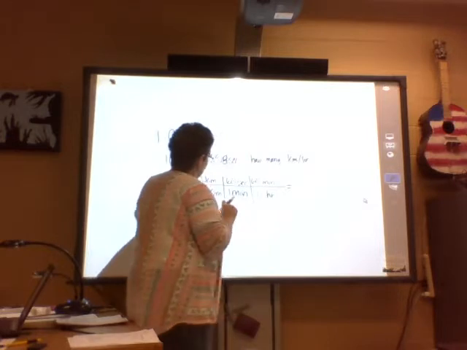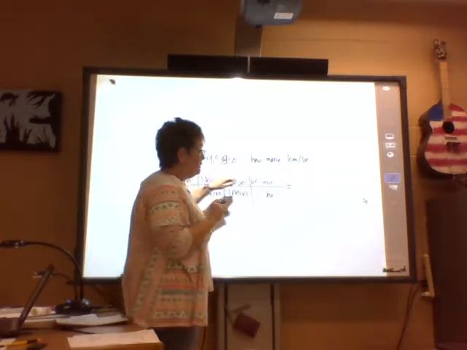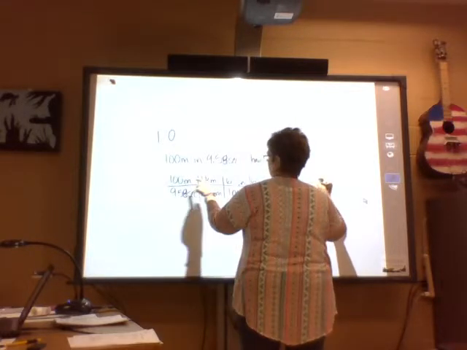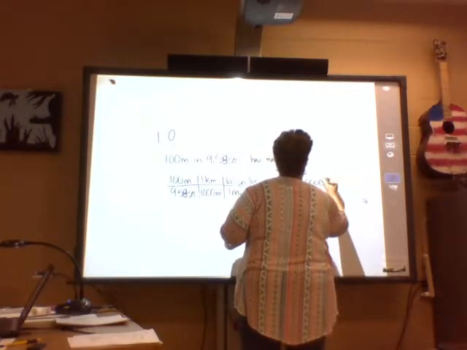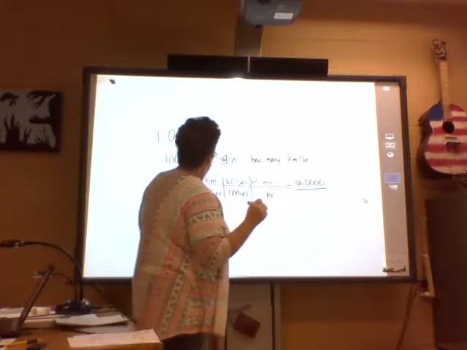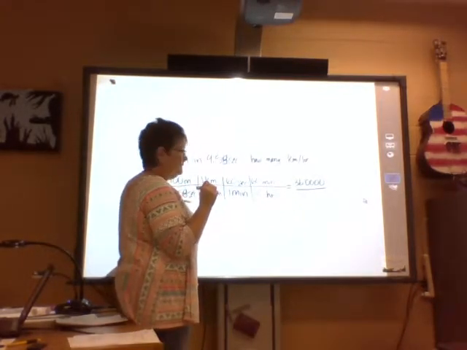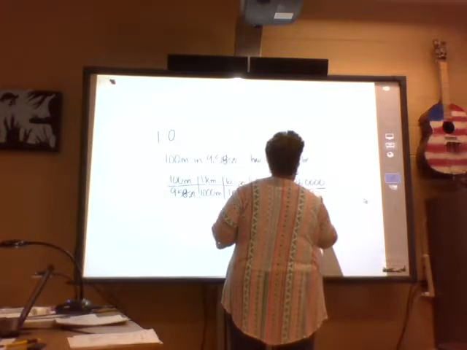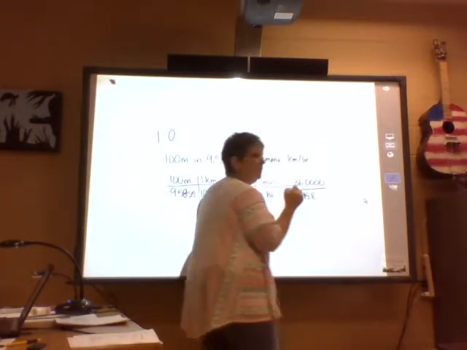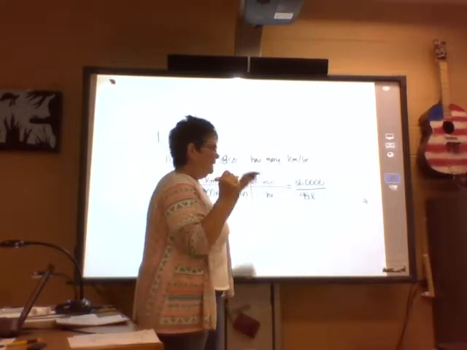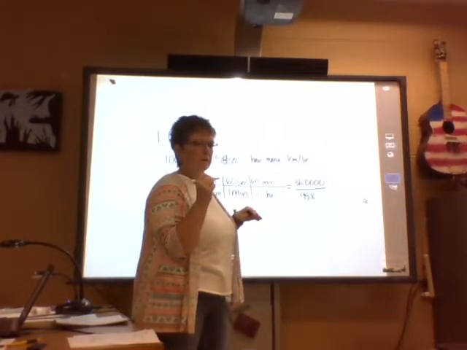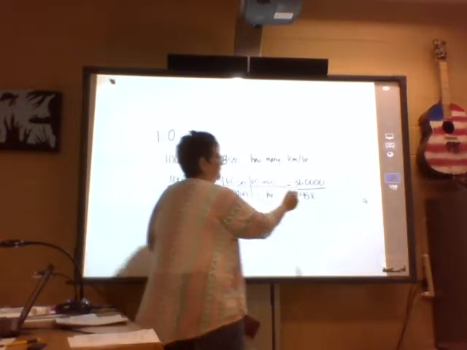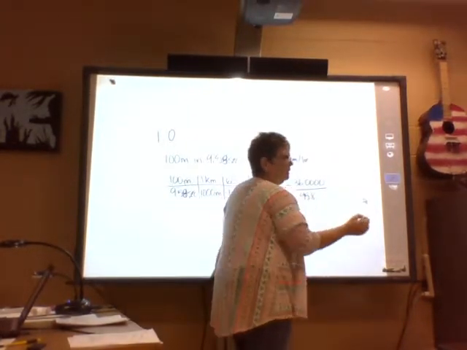So this is my numerator. I multiply all my numbers in my numerator. And then I multiply all my numbers in my denominator. And I divide those two numbers. I multiply them out, divide them out, and I'm going to figure it out. Does anyone have a calculator handy?